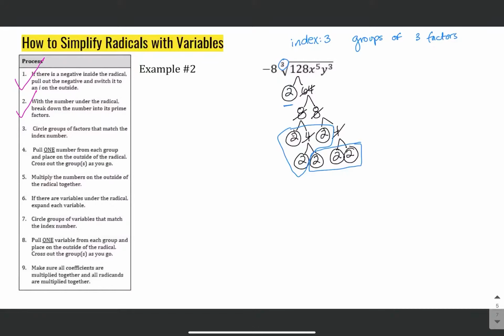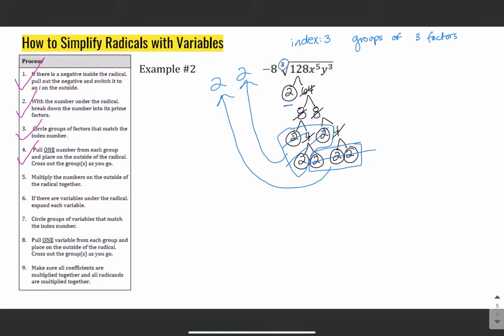All right, so let's look. Step number 3, circle groups of factors that match the index. I got that. Pull one number from each group and place it on the outside of the radical. Cross out the groups as you go. All right, let's come back to our problem. So I've got this group right here of 2s. One of them's going to come on the outside. Cross that group out. I've got another group of 2s. Let's bring that on the outside and let's cross that group out. Okay, I've got my groups taken care of.